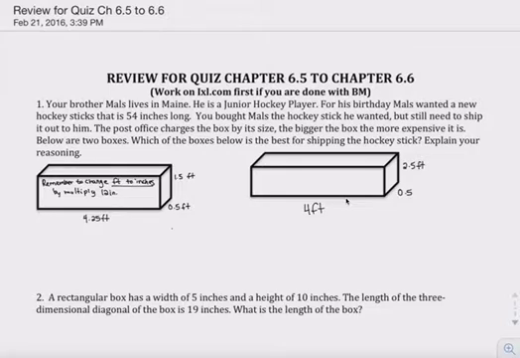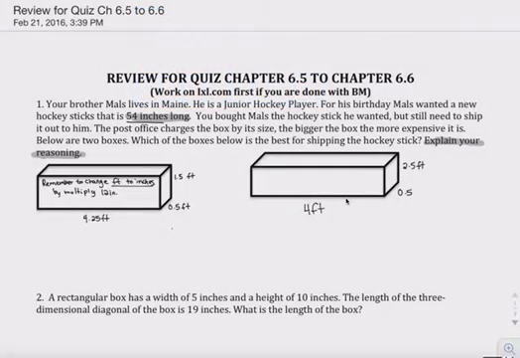Okay, number one, your brother Mel lives in Maine. Same one we did in class, okay? He wants a new hockey stick that is 54 inches long. You bought Mel the hockey stick he wanted, but still need to ship it out to him. The post office charges the box by its size. The larger the box, the more expensive it is. Below are two boxes. Which box would be best for shipping the hockey stick? Explain your reasoning. Make sure you explain which box you choose and the reasoning behind it, okay?